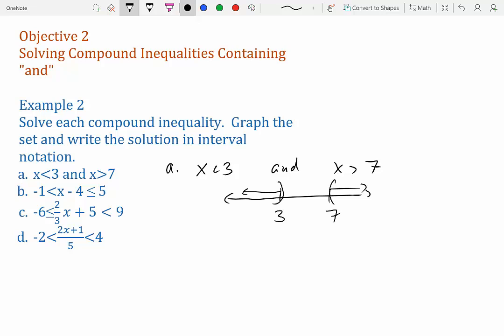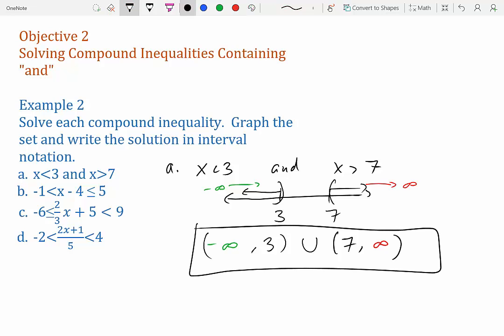So first we have negative infinity to 3. So that's negative infinity to positive 3. And we're going to union that because we have 7 to infinity. So 7 to infinity. And there would be our interval notation.